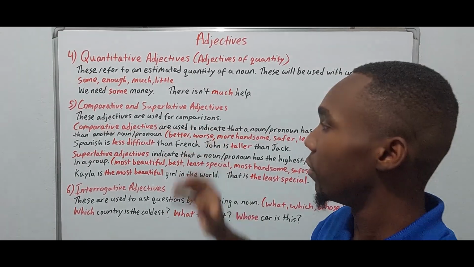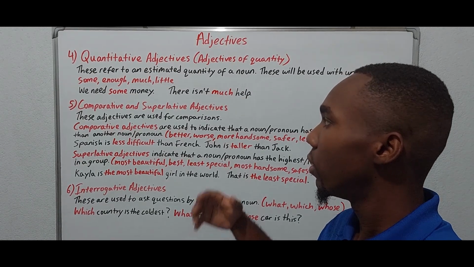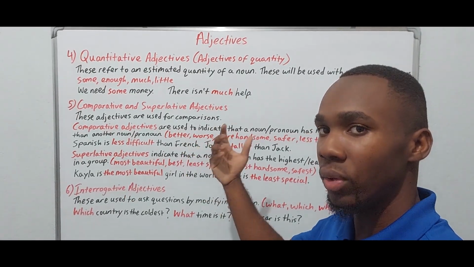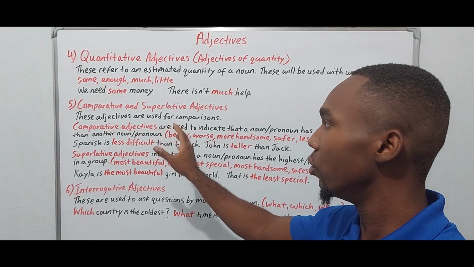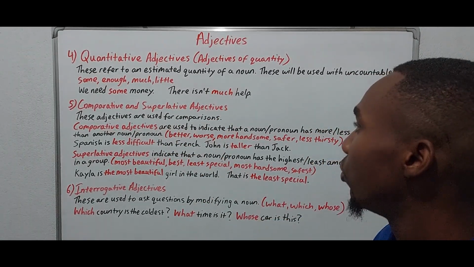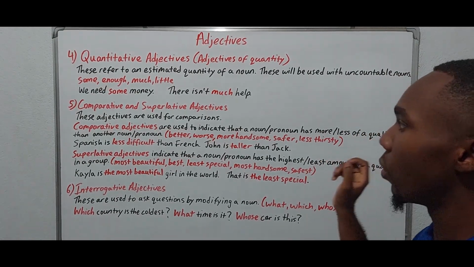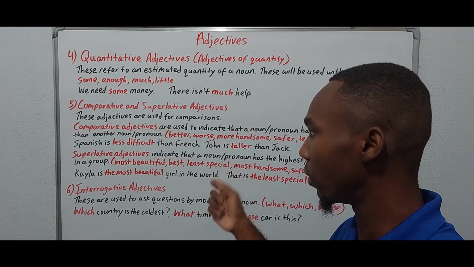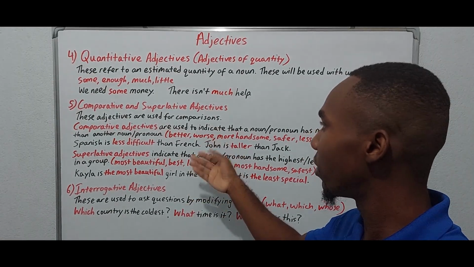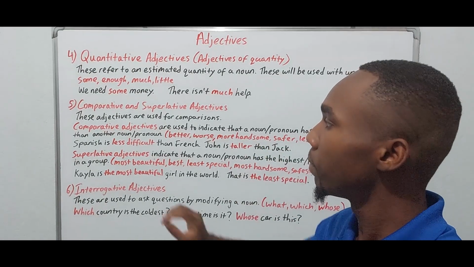5. Comparative and superlative adjectives. I would have used these together because they are both used for comparisons, okay? Comparative adjectives are used to indicate that a noun or pronoun has more or less of a quality than another noun or pronoun. Examples include better, worse, more handsome, safer, less thirsty, etc.